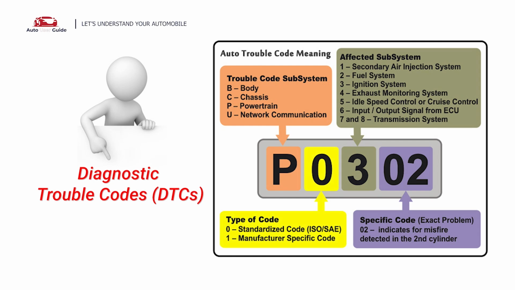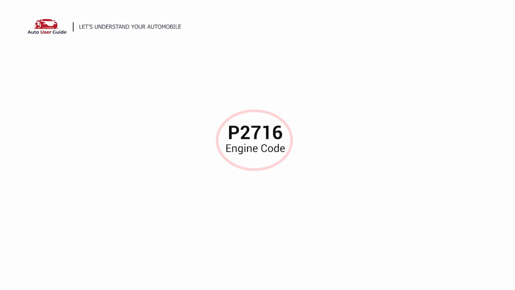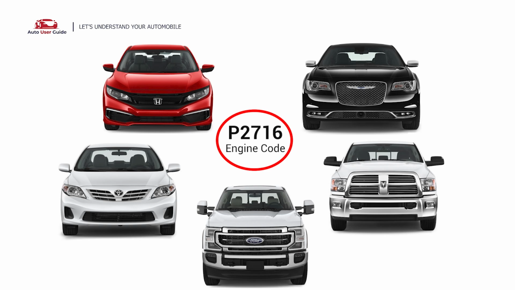Each DTC code corresponds to a specific issue in your vehicle. This error code can be found in many vehicles with OBD2 systems and automatic transmissions. It is commonly found in Honda, Toyota, Ford, GM, and Chrysler.